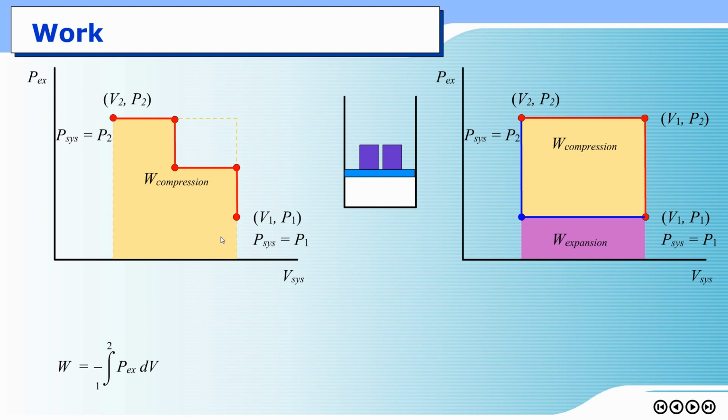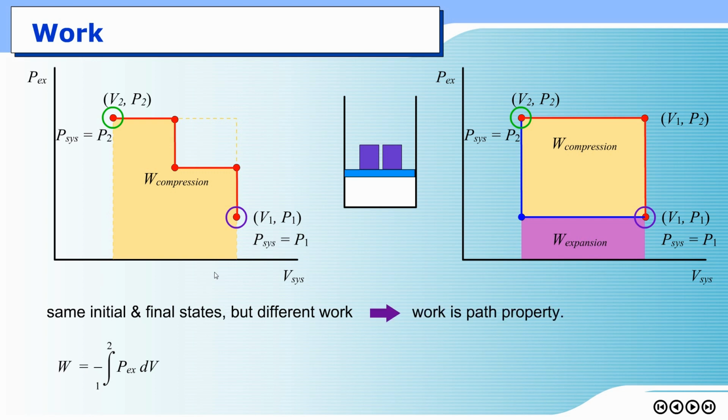That means work depends on the path, right? So the initial point and final point are the same. Only the paths are different. So this example clearly shows you that work is a path property. Okay, so same initial, same final state, different work, different area. So it's showing that work is a path property.